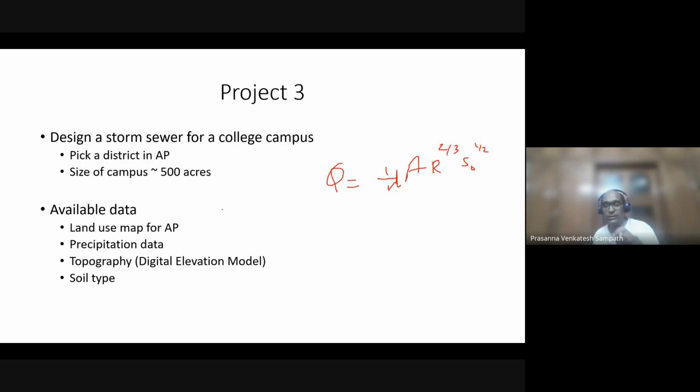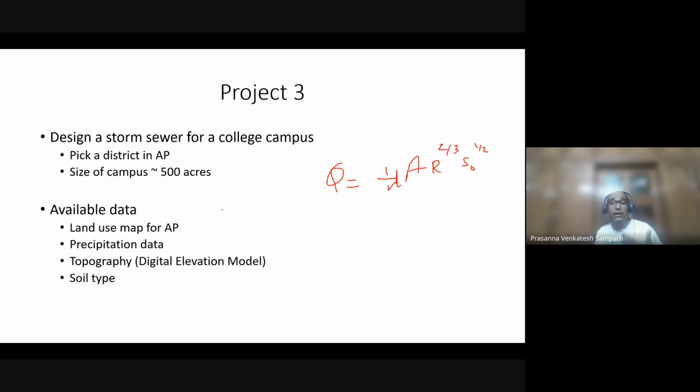So in this equation, left-hand side Q will be known by using, let's say, the rational method. You will find out what is the peak runoff rate. Okay, N will be based on the material that you are going to use. If you use concrete, you will have a certain value of Manning's roughness coefficient. If you're going to use earthen material, you know what the N is. S naught is determined by the topography of that particular region.